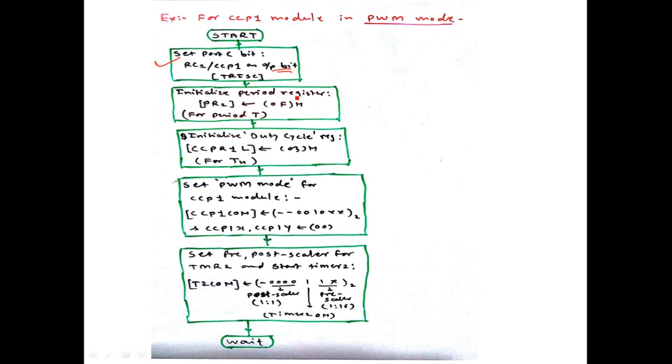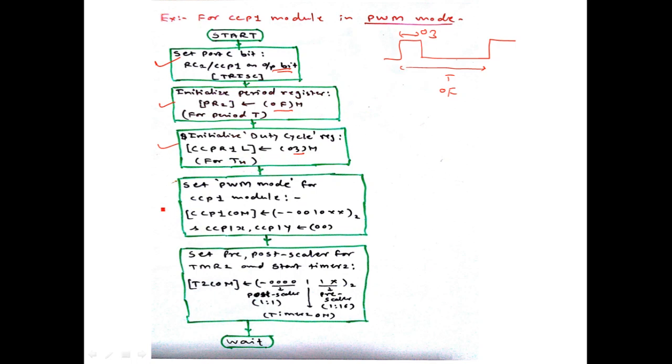Then initialize the period register with some count. This count will decide the period of the output waveform. Then initialize the duty cycle register, which is the CCPR1L register. This count has to be smaller than the period count, because the duty cycle, or the high part, is smaller than the total period. So the period register value has to be larger than this. That is the duty cycle count.